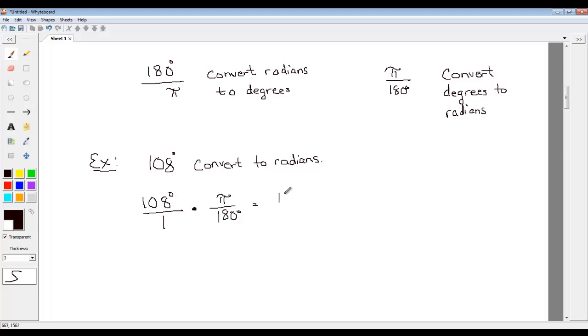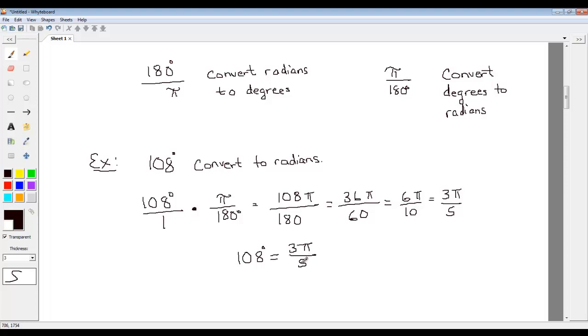So you end up with 108 pi over 180. And let's see here, 3 will go evenly, and you get 36 pi over 60. 6 will go evenly, so you get 6 pi over 10. 2 will go evenly, you get 3 pi over 5. So 108 degrees, an angle with that measure, is the same size as an angle that's 3 pi over 5 radians.